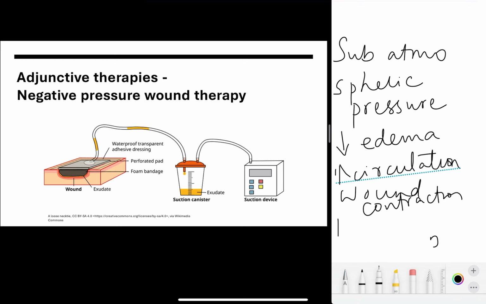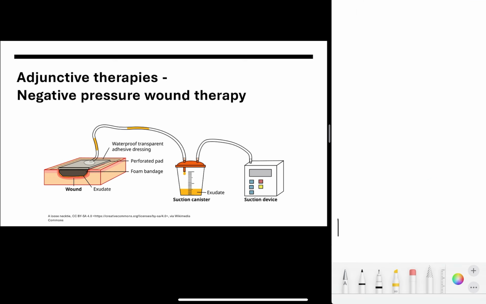It uses subatmospheric pressure on a wound covered with a foam dressing, and it reduces edema surrounding the wound, improves the circulation, and provides wound contraction. And it can also be used for providing programmable intermittent fluid irrigation so that there is adequate moisture at the wound site.